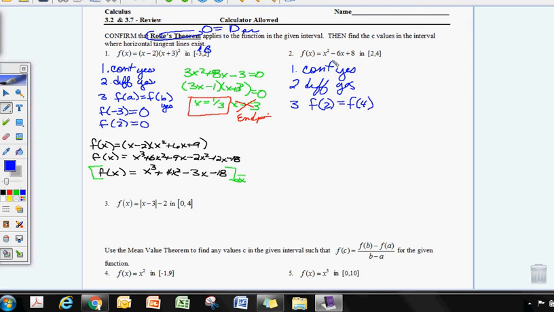So f of 2, when I plug 2 in here, it turns out to be 0. When I plug 4 in here, it turns out to be 0. So yes, it works.